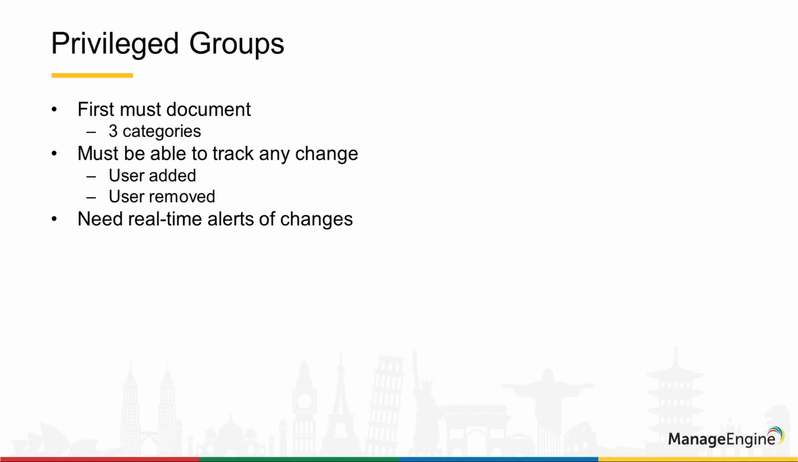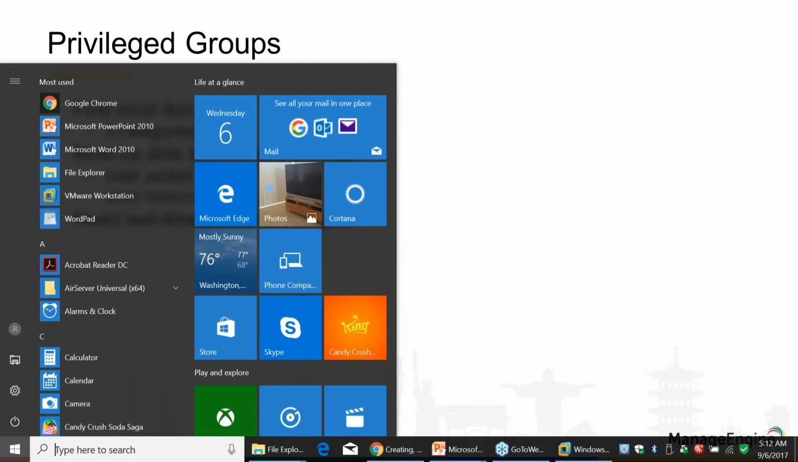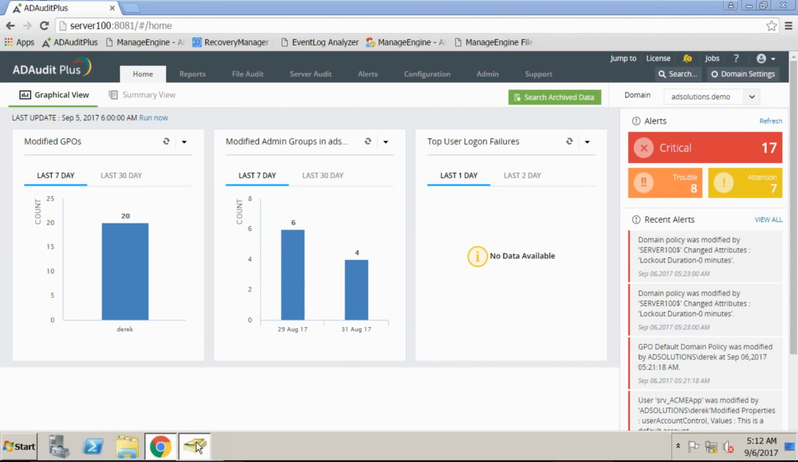So what I want to do is break down privileged groups for you, and then show you how you can easily get real-time alerts of membership changes. Now, as I said, privileged groups become a little overwhelming because there's so many of them. So how do you organize these and document these? Well, let's jump into our Active Directory environment here, and let me walk you through how you do this.